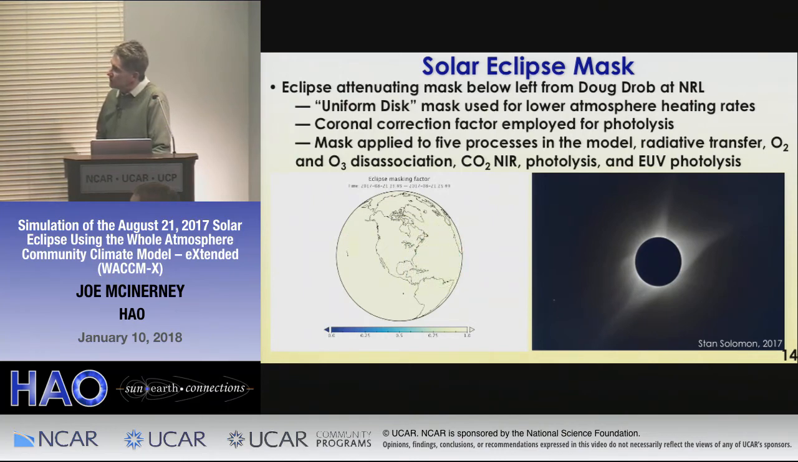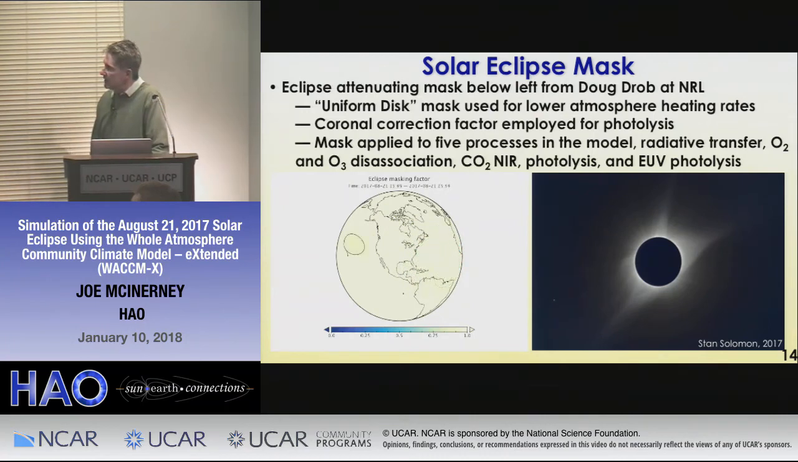And Doug gave us this uniform disk mask, and that's the one that Andrew put into the model. What he did was he applied the mask to the solar flux input in the radiative transfer in the model. And so he used this uniform disk. But as you can see on the right, and as many people already know, the uniform disk, which is the animation on the left, isn't going to be enough if you're in a part of the atmosphere that's affected by the corona, because the corona is still there.